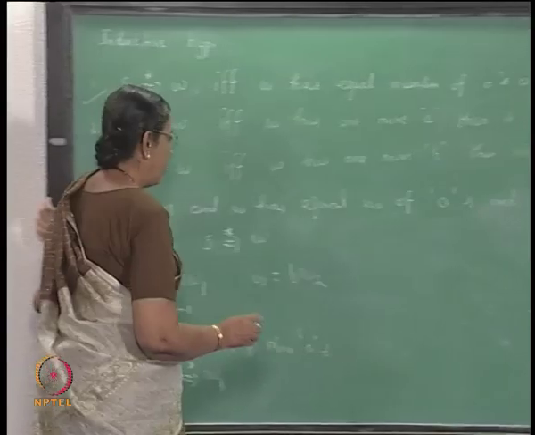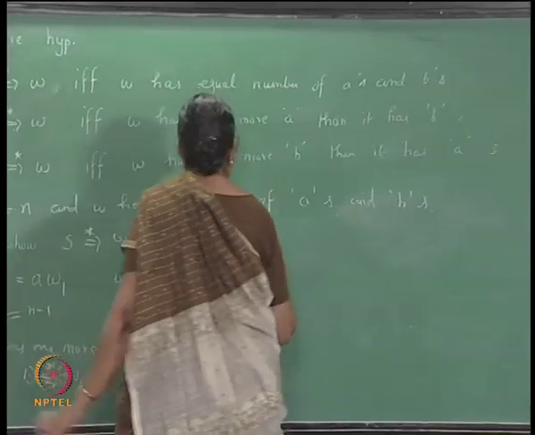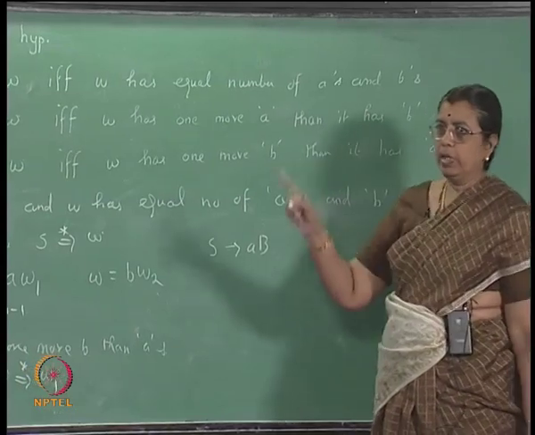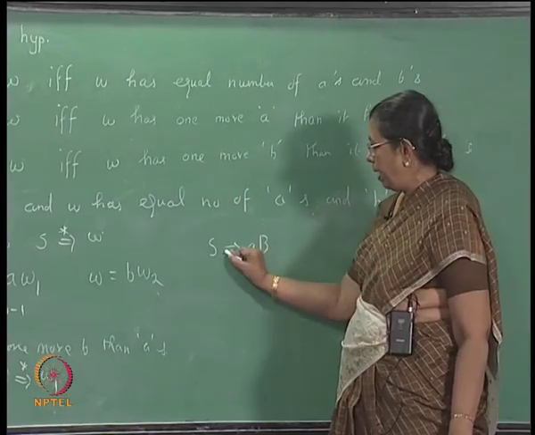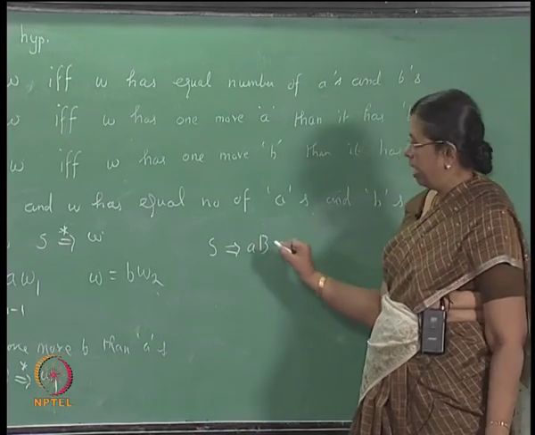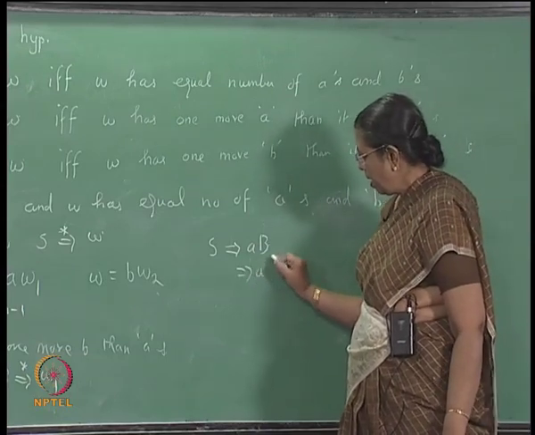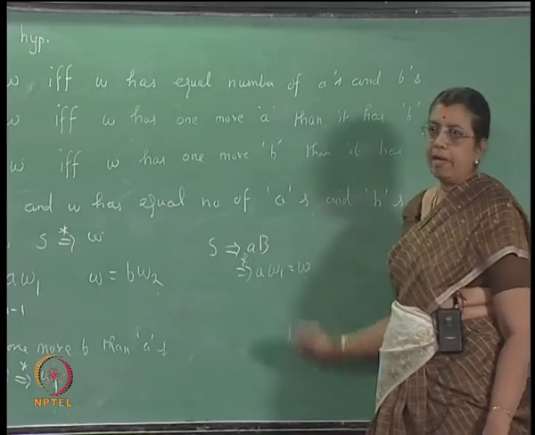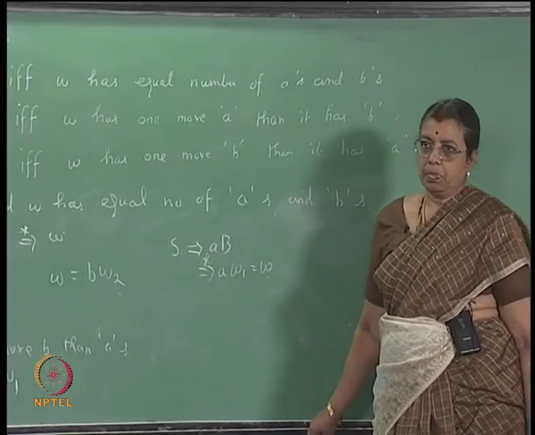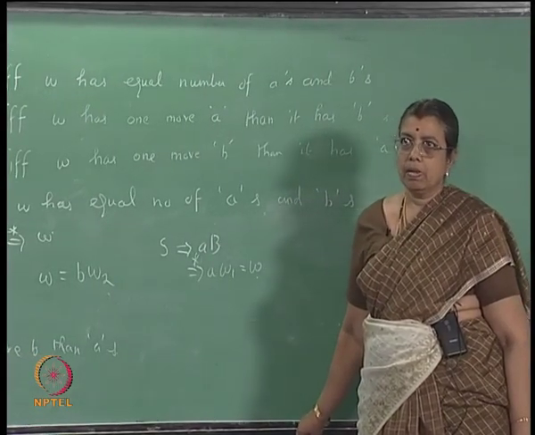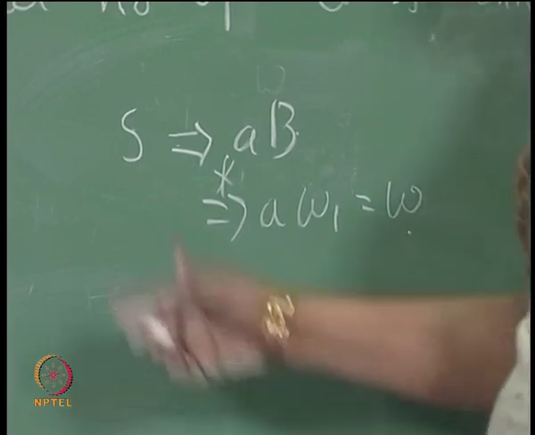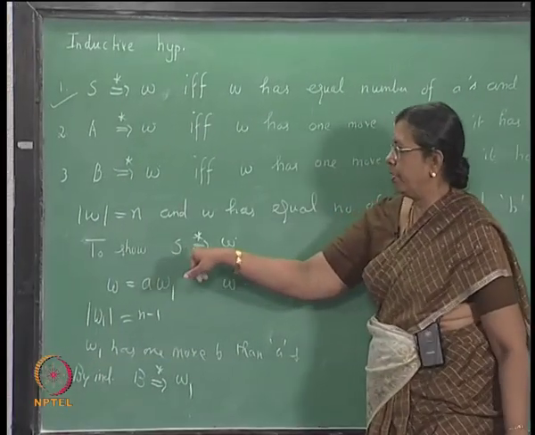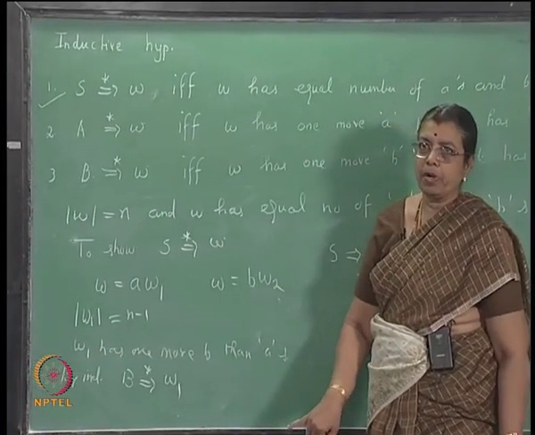But we have a rule, S goes to AB. The first rule is this. So, apply this rule, then from B you derive W1, that is, from S you can derive W. Okay. So, if W has an equal number of A's and B's and assuming that it begins with A, it is possible to derive W from S. That is what we have proved now.